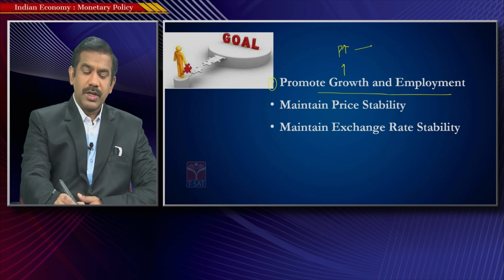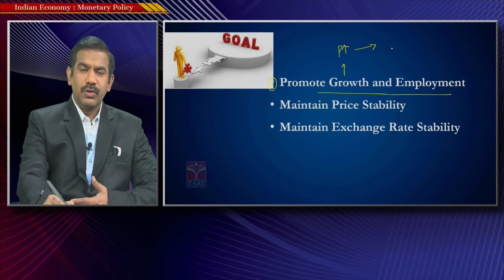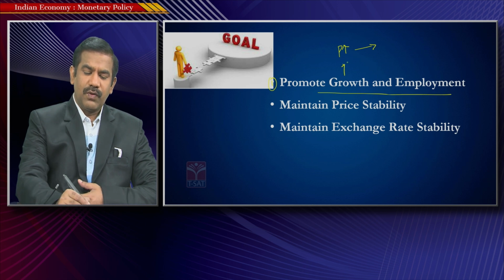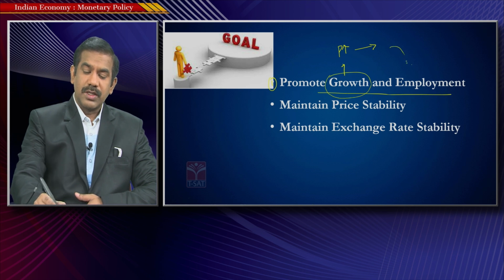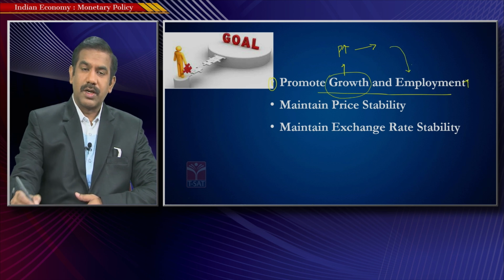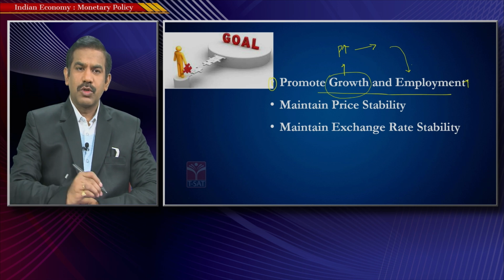When production increases, don't you think we need to employ more and more resources? If you want to produce 10 chocolate bars, you need to employ some people. If you are producing 100 chocolate bars, the number of people and the amount of raw materials to be employed increases as chocolate bars increase. Hence, whenever you concentrate on growth, that obviously results in an increase in employment opportunities in the country. That is the first and foremost objective of monetary policy, promoting growth and employment.